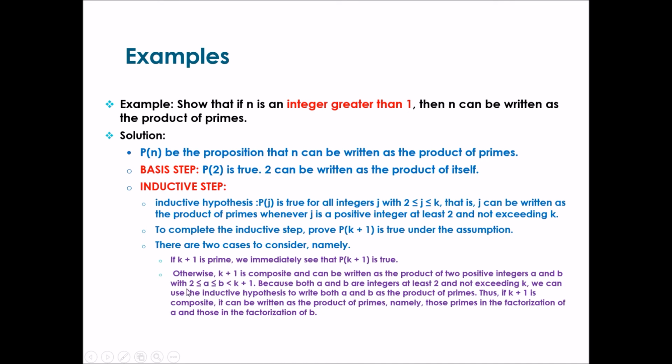A and b both can be written as product of primes. Now since k plus 1 is equal to a multiplied by b, and a and b both lie between 2 and k, so both can be written as product of primes. So in this way k plus 1 can be written as product of primes, and this means pk plus 1 is true whenever p2, p3 up till pk are true. So this leads us to the conclusion that any integer can be written as product of primes.